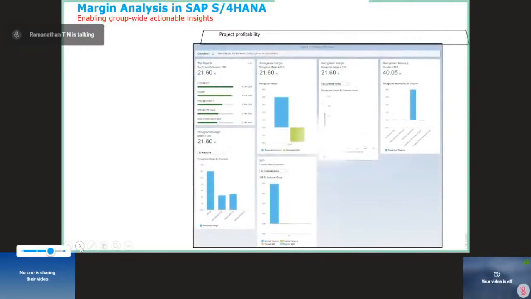Okay, so that was in terms of product profitability. Now the question would come: okay, my business is more on projects, right? So how will I get my margin analysis is something which some of you might be thinking, right? So exactly, SAP addresses both product-centric and project-centric customers, right? So that's where we are trying to look at the recognized margin, recognized revenues or the unbilled revenues, which used to be called the erstwhile IAS.